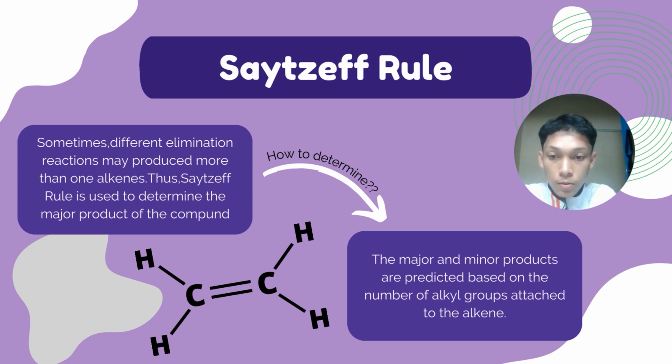So Zaitsev is used to determine the major product of the compound, because sometimes elimination reactions may produce more than one alkene. It is because in that compound we have two different beta carbons. As we know from elimination reactions, we need to remove hydrogen from the beta carbon. So in this case, we have more than one beta carbon, and we need to determine which beta carbon we remove the hydrogen from. So how do we determine the major product? The major and minor products are predicted based on the number of alkyl groups attached to the alkene. So let's take a look at an example so we can understand more.